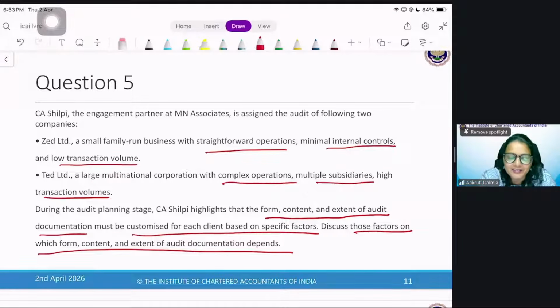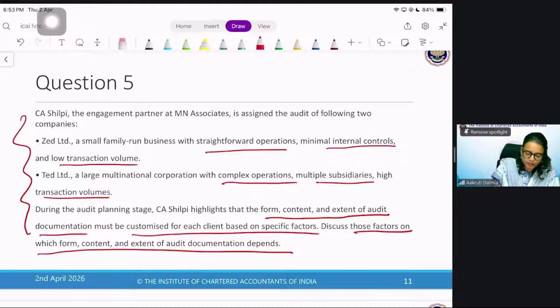Which kind of question is it? See your book and tell me. Direct. You have to do no analysis in this. This is all extra information. Discuss the factors which affect the form, content, and extent. It is one of the most old-is-gold questions. A very old classic question this is. The factors on which form, content, and extent of the documentation depends.